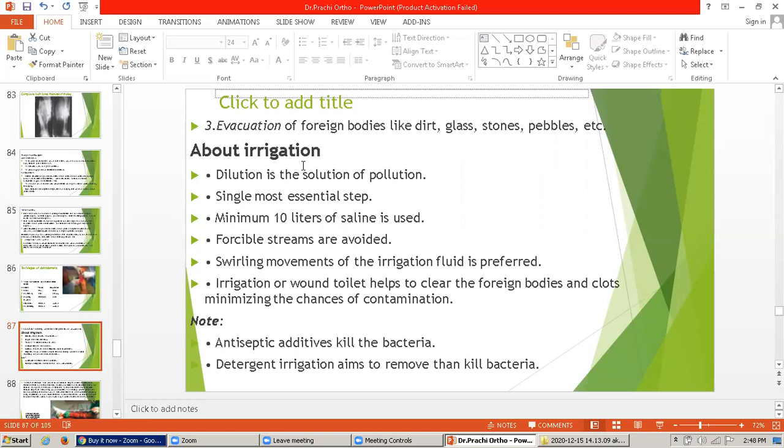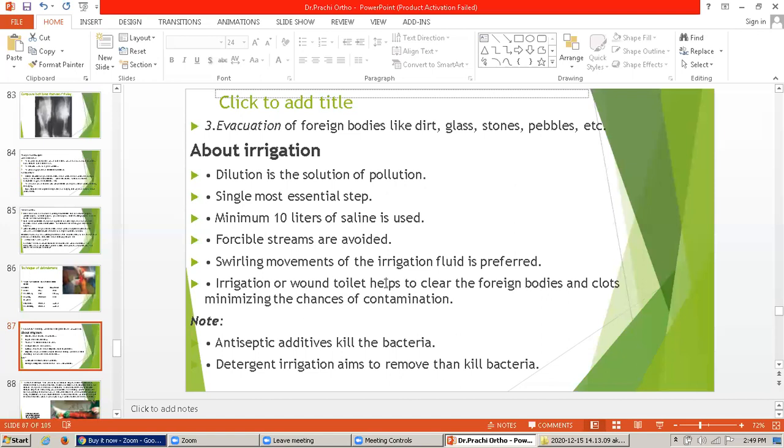Then about the irrigation. Dilution is the solution to pollution and is the single most essential step. A minimum of 10 liters of saline is used in such cases, and forcible streams are avoided. A squeezing movement of the irrigation fluid is preferred.